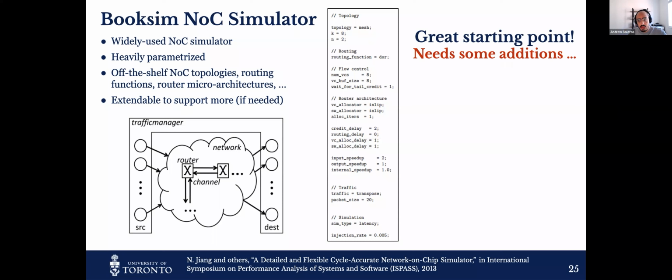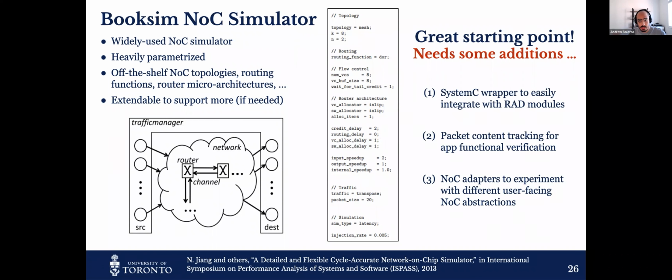So this is a great starting point, but it's not enough. We need to add some missing features to be able to use it in our RAD flow. The first thing, we need to wrap Booksim in a SystemC wrapper to be able to integrate it easily with the different RAD modules. We also need to have content tracking for the packets because we want to also verify functionality of our applications. So we need to have the bookkeeping of the actual data injected at a specific node and ejected from another node.